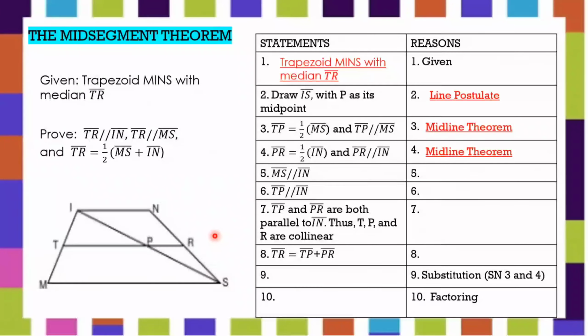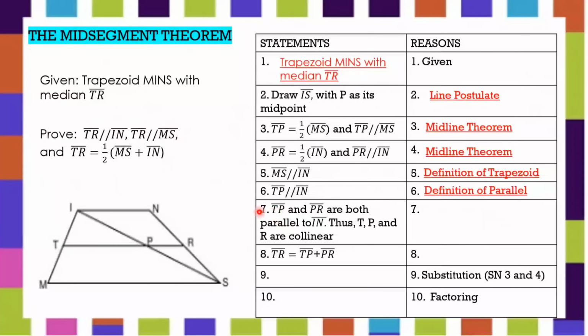The midline theorem. Okay? So we are also given that MS, so this one, is parallel to IN. Again, MS is parallel to IN. For what reason? The definition of a trapezoid, in which the bases are parallel to each other. Okay? So number 6, we have TP, this one. This segment TP is parallel to segment IN. So under what reason? We have the definition of parallel or parallel lines.